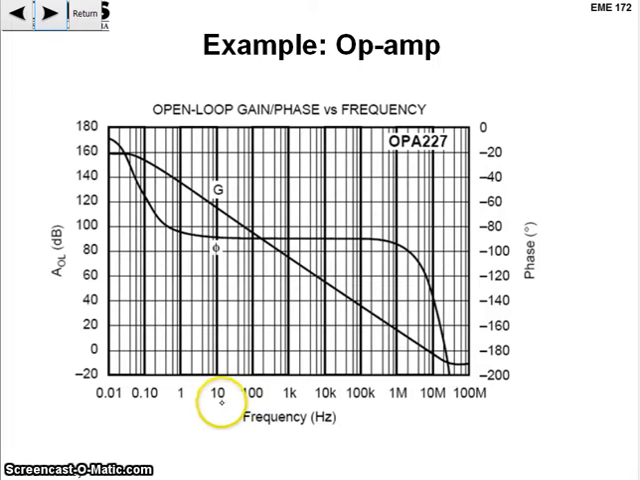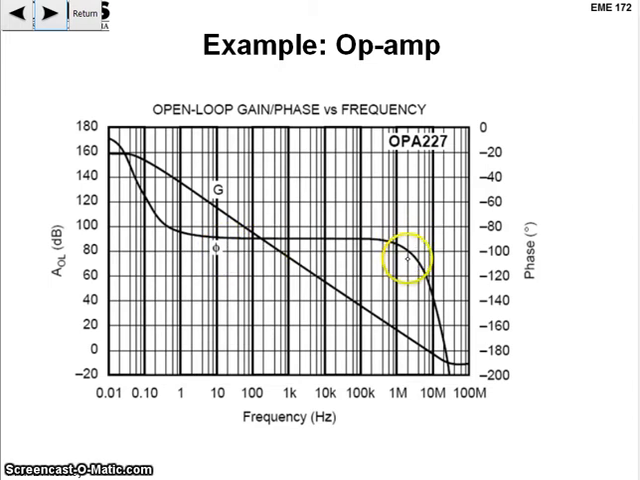It's log scale, 10, 100, 1 kilohertz, all the way up to 100 megahertz. And then the first y-axis is the gain in decibels, and they call it AOL. This is the open loop gain. So that gain I'm going to read against this left y-axis, and the right y-axis is the phase versus frequency. That's this little phi versus frequency here.